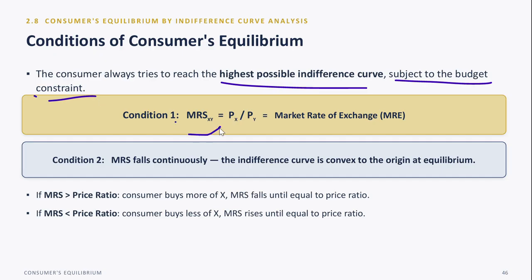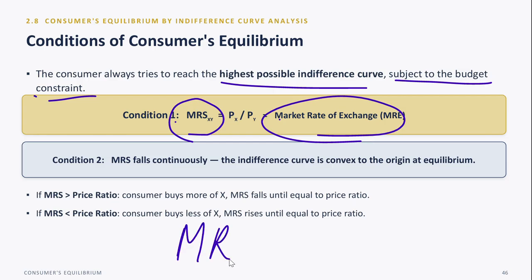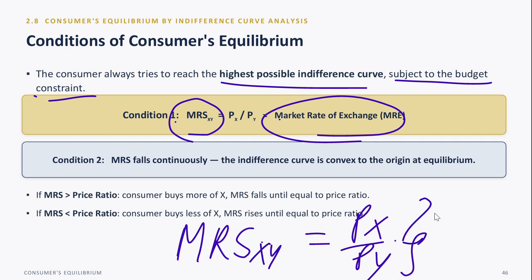It says that MRS XY should be equal to the MRE, which is the market rate of exchange. So MRS XY should be equal to P of X upon P of Y, which is basically nothing but MRE, market rate of exchange, or the price ratio, right? It is the slope of the indifference curve, and this is the slope of the budget line.